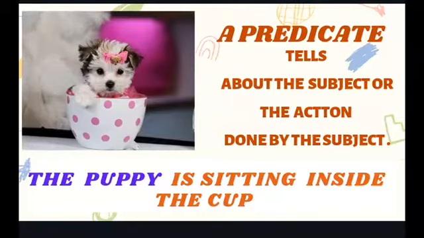Understood, students? So, both subject and predicate together make a complete sentence, as in this case, the puppy is sitting inside the cup. Can we just say the puppy? Does it make sense? No. Why? Because it consists only of the subject. Or can we just say is sitting inside the cup? That again is an incomplete sentence because we don't know who or what is sitting inside the cup. So remember students, in a complete sentence, both subject and predicate have to exist together.